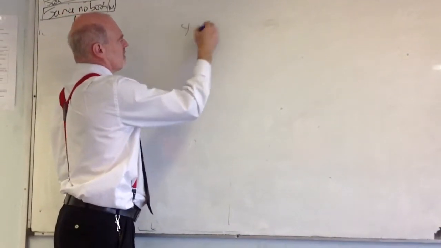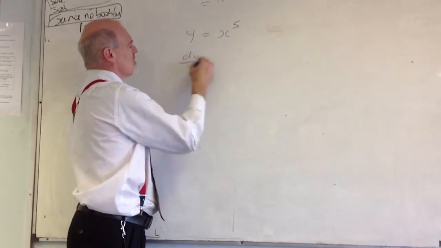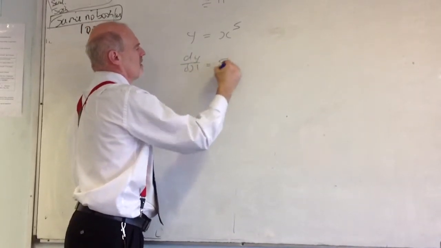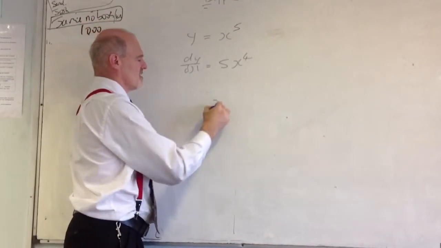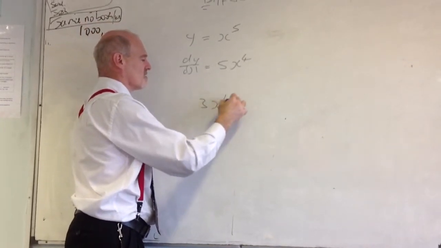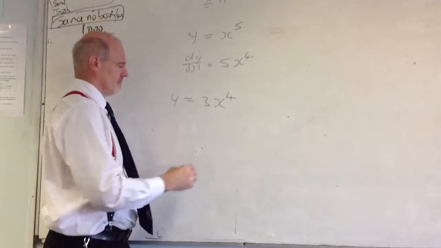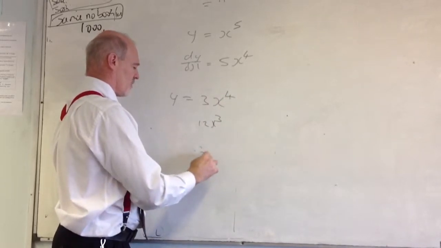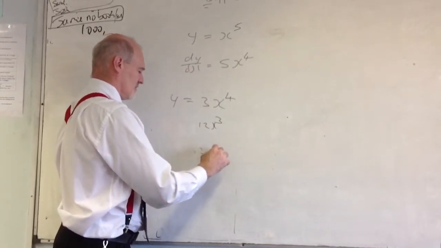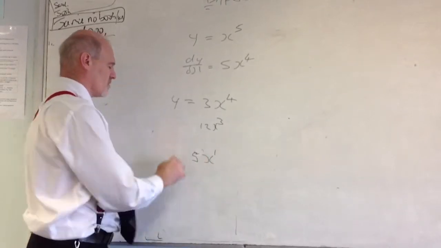What you've done so far is you've changed that into this. So I'll need you to answer the next question for me. If I gave you this, what would the answer be? 4 times 3, 12x to the power of 3. Very good. And if I gave you this, 5 times x to the 1, what would your answer be?